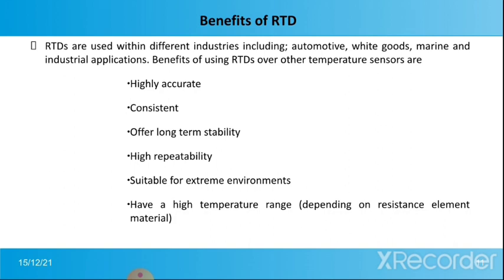Now we'll talk about the benefits of RTD. RTDs are used within different industries including automotive, white goods, marine and industrial applications. Benefits of using RTDs over other temperature sensors are: it is highly accurate, consistent, offers long-term stability, has high repeatability, is suitable for extreme environments and has a high temperature range depending on resistance element material.